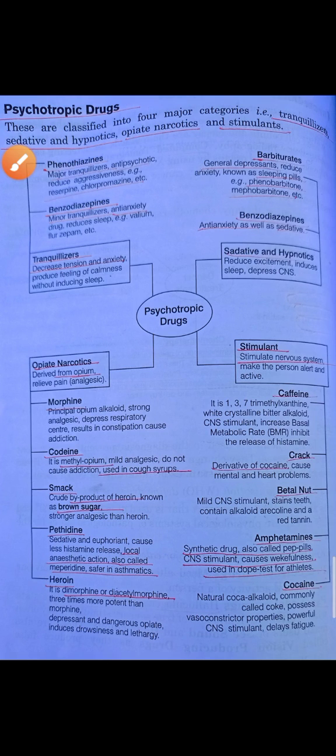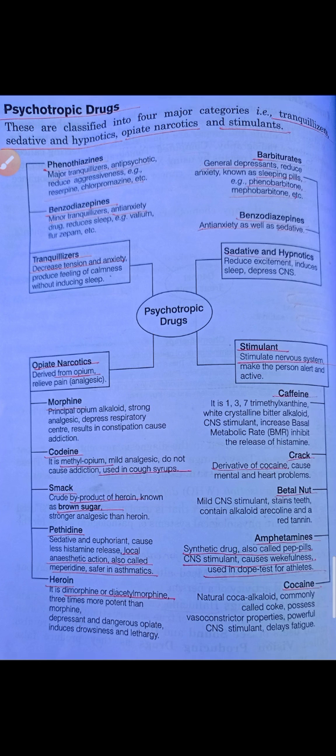So student, in our last video we discussed opiate narcotics and morphine, and we already discussed tea and caffeine. Today I'm going to teach you about the stimulants. What are stimulants and how do they stimulate our nervous system, because they also work as psychotropic drugs. First of all we will discuss caffeine.